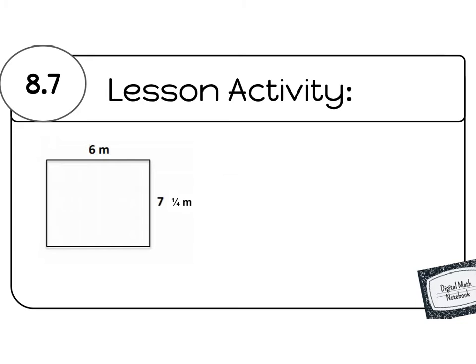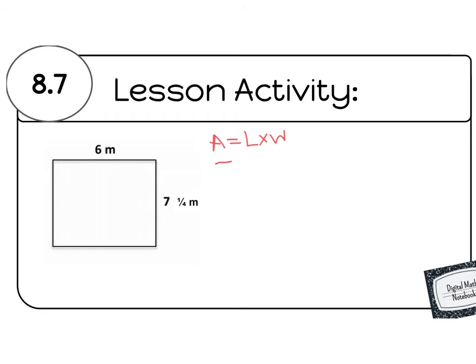All right, friends, it's time for our lesson activity. In this lesson activity, you can see that we have a rectangle that is 6 meters by 7 1/4 meters. That means that we're going to need to do area equals length times width. So that means that we're going to be multiplying 6 times 7 1/4.